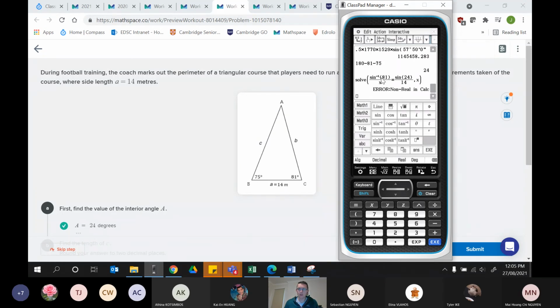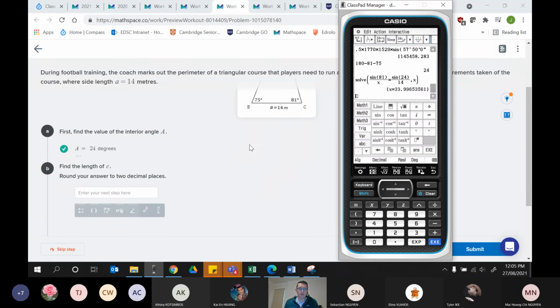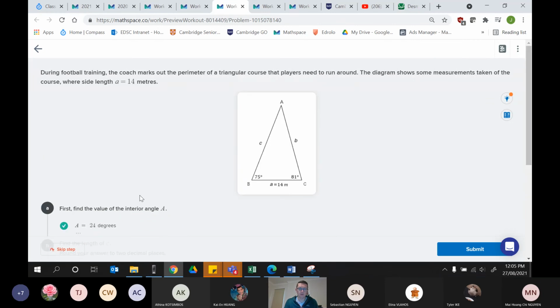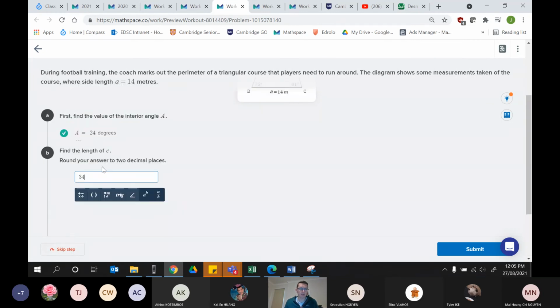Why does it say no real calc? Oops, because I've used the wrong sign there. It should be sine, the normal sine, not sine to the power of 1. And then you've got 33.999. So to 2 decimal places, 996. So that's actually going to be 34. So this would be 34.00. Now I'm just going to put in 34 and see, hopefully it gives me a mistake. I'm interested. And I need to do C equals because it doesn't have C at the start. So I get an error.